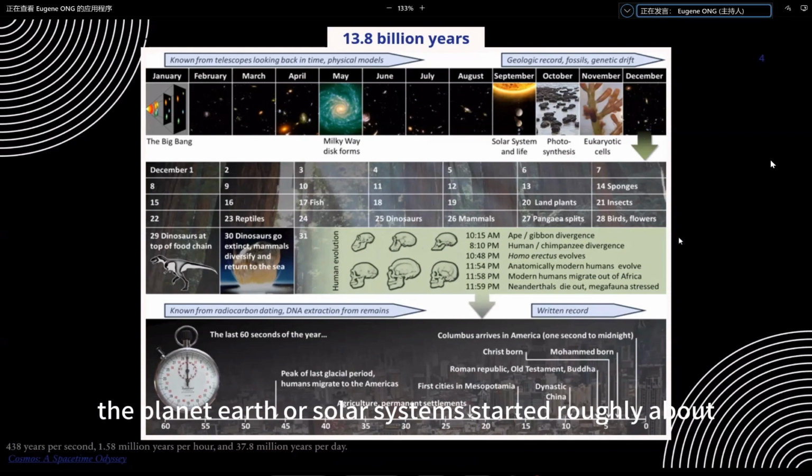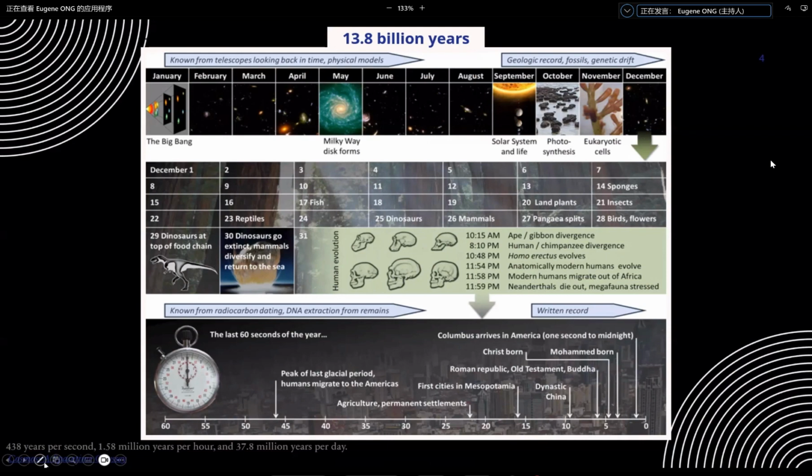And the planet Earth or solar system started roughly about 3 billion years ago, somewhere around September, according to this cosmic calendar. And millions of years are compressed even more into days. So you can see that the dinosaurs were the top species about 60 million years ago, but unfortunately they could not survive the event of what is believed to be a meteor crash on Earth, which resulted in the extinction of many large-sized dinosaurs. But many small animals or mammals survived, and they were able to thrive, which led to modern humans today.